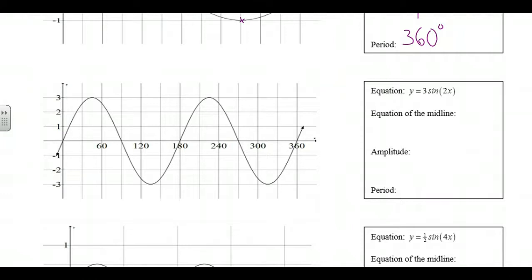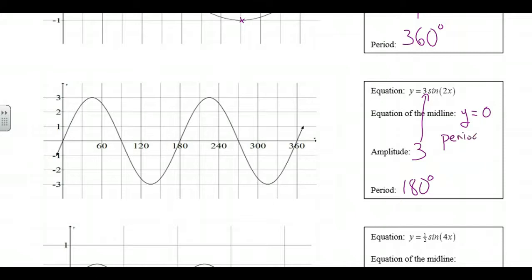Here's an equation, y equals 3 sine 2x. Okay, now we looked at this the other day, right? Just in the intro, saying things are going to change. So what's the equation of the midline for this? Y equals 0. What's the amplitude? 3. Okay, so you see that matches up with that. What's the period? 180 degrees.